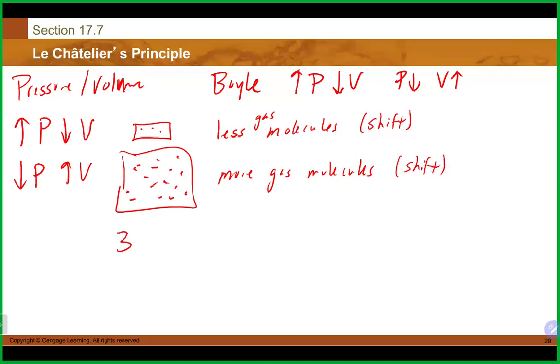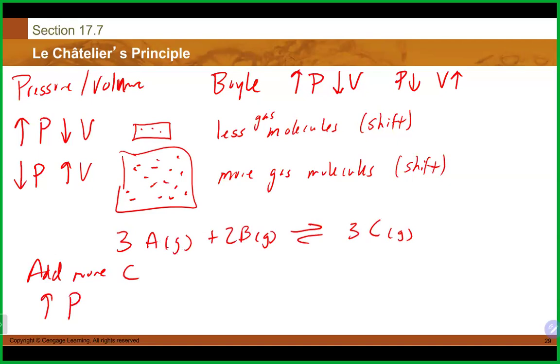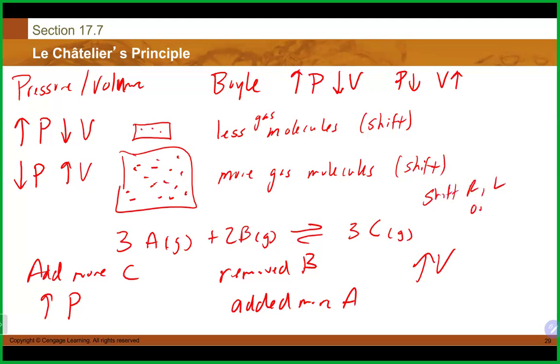So for example, if we had this, and we did these things here: we added more C, we increased the pressure, we removed B, we added more A, we increased the volume. For each of those, decide will it shift to the right, to the left, or no change. Take a moment for each of those and see what should happen in this case.